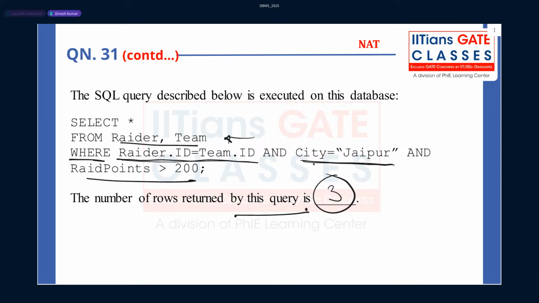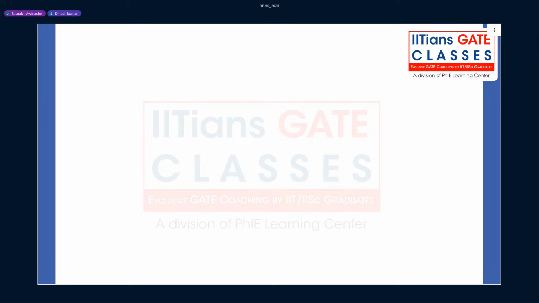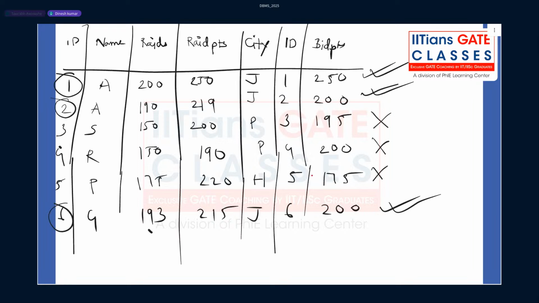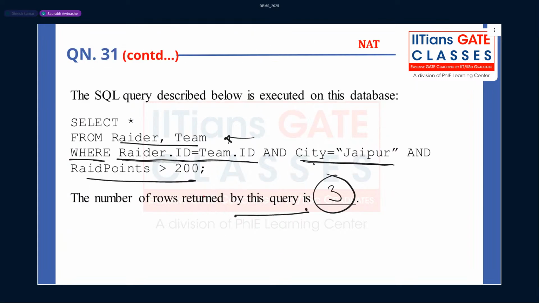One question: it is greater than 200, it is not equal to 200, right? Yeah, it is greater than. So that means only 250, only one should be the answer, right? No, this is 250, 219, and 215. Okay, based on rate points. Yes, you want to check whether rate points are greater than 200. Fine. Thank you.